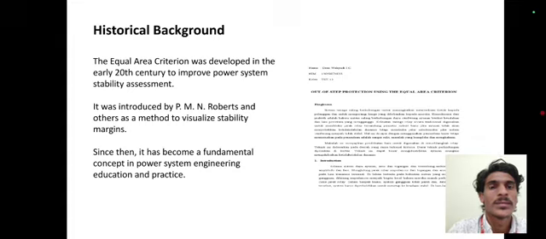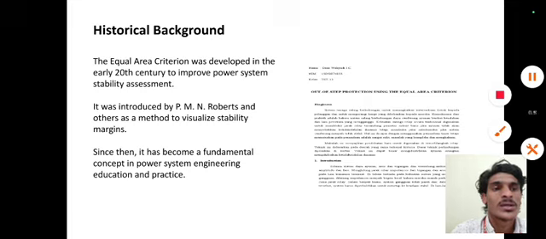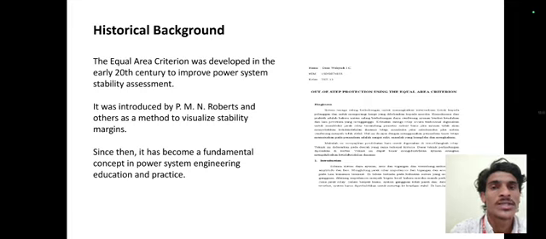Historical background: the equal area criterion was developed in the early 20th century to improve power system stability assessment. It was introduced by early researchers as a method to visualize stability margins. Since then, it has become a fundamental concept in power system engineering education and practice.